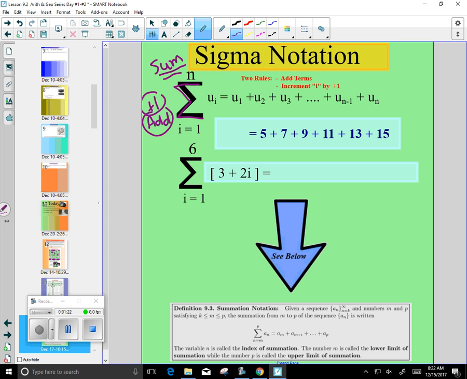You'll love sigma notation if you don't like fractions, because there are no fractions. Well, you can make fractions, but these will never be fractions. These are all integers, and they go up by 1 every time.